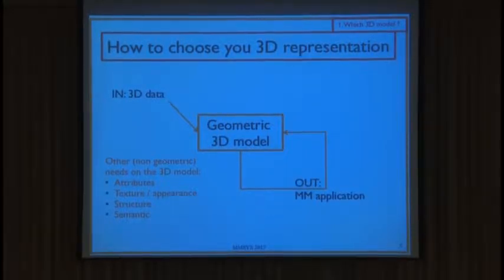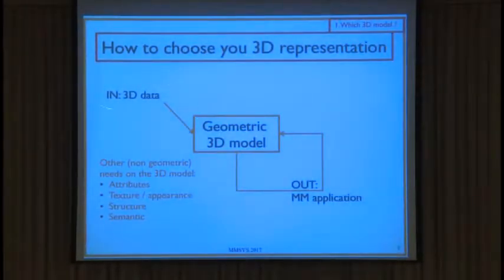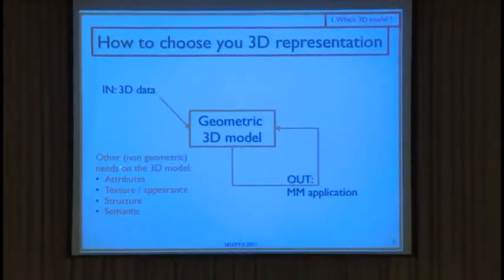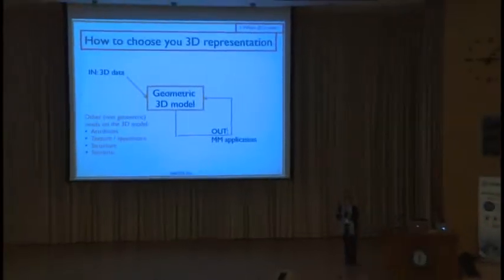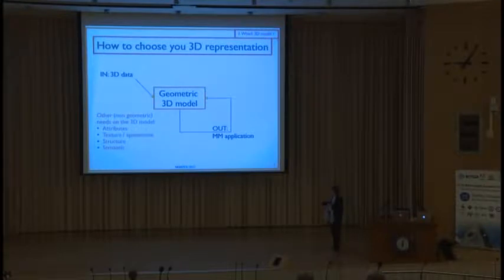So how would you choose your 3D geometric model? First, your 3D content comes from somewhere, and you are going to have your 3D data in a certain form. And then you are going to target an application. Of course, you may have some other non-geometric constraints. You may want to have some attributes, like you want to map some texture on your model, and therefore you need a parameterization. Or you want to have some structure of the model, or to add some semantic information on the model, and this is also going to come into play.